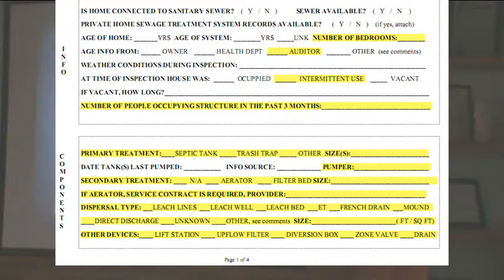If you have information about the system being pumped and you know who the pumper was, put that there, because a lot of times the pumper has other information about the system that nobody else knows about. Secondary treatment, that's going to be an aerator or a filter bed. And for size, if you know it's a 500 gallon per day aerator because you have the records, you can put that in. Filter bed size would be in square foot.